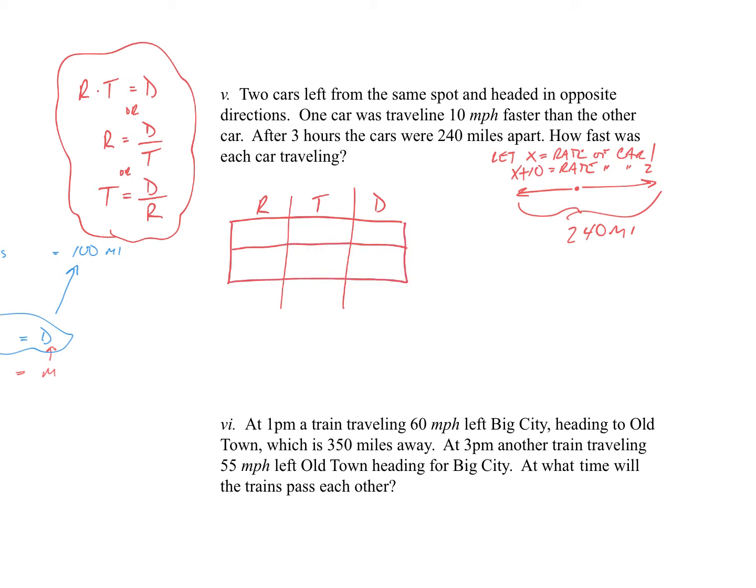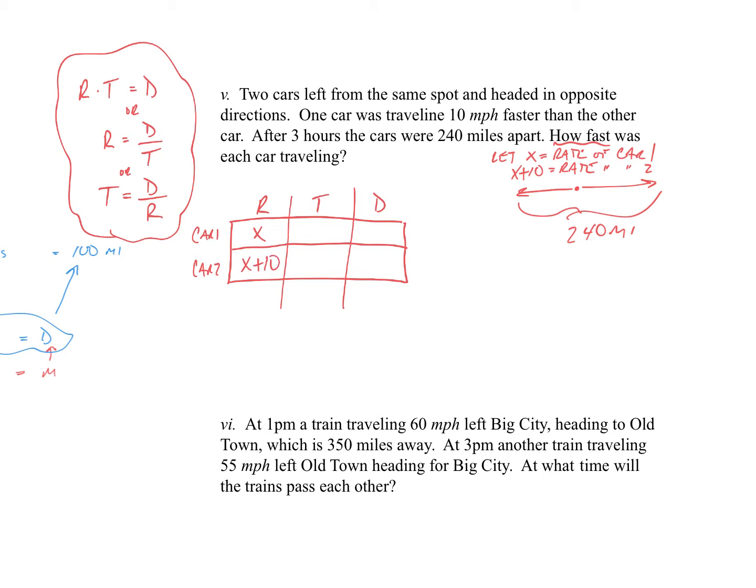And I only need 2 rows here. I've got car 1 and I've got car 2. So let's think about the things that we know. We're trying to figure out how fast each car was traveling, so it's good that our unknown is rate, right? We said let x equal the rate because that's the thing we're solving for. So car 1 has a rate of x, car 2 has a rate of x plus 10.